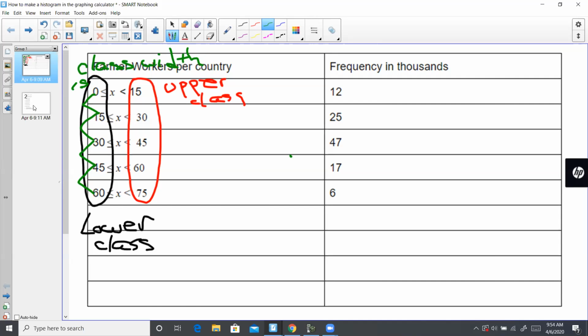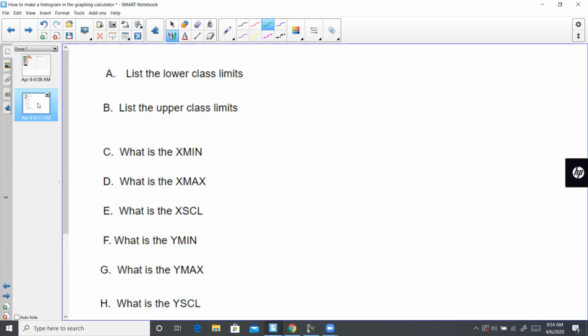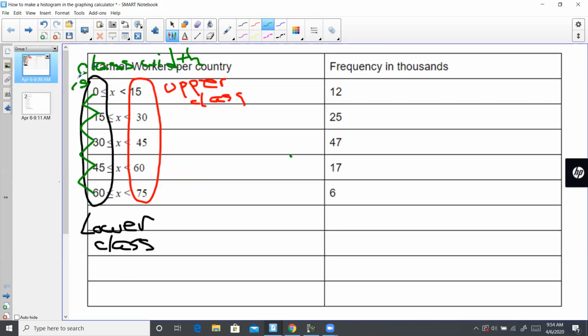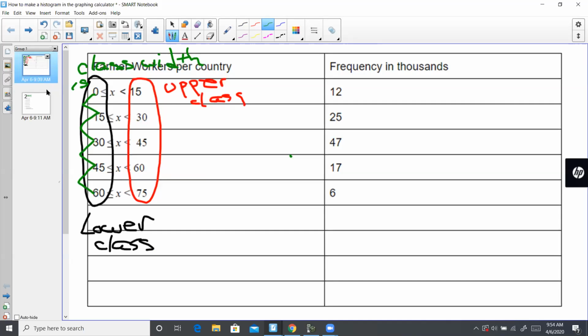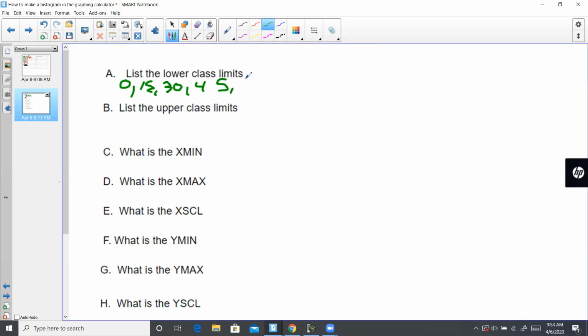Now we're going to start taking a look at this next page right here, and this is going to get us ready to start putting it in our graphing calculator. The first thing we're going to do is list the lower class limits. These are literally the numbers we had just circled earlier. So we're going to put in 0, 15, 30, 45, and is that it? No, we need a 60.